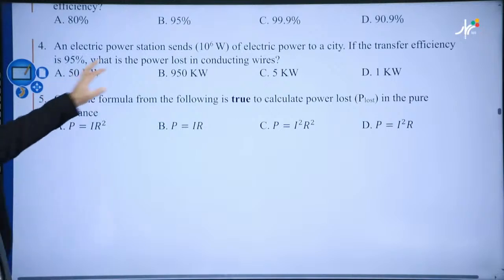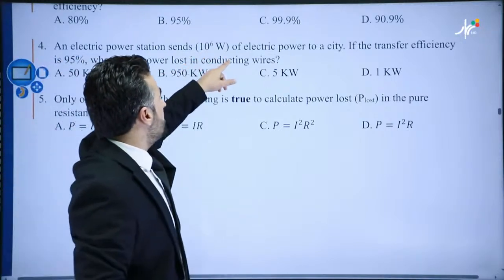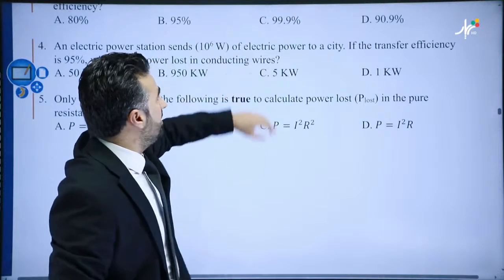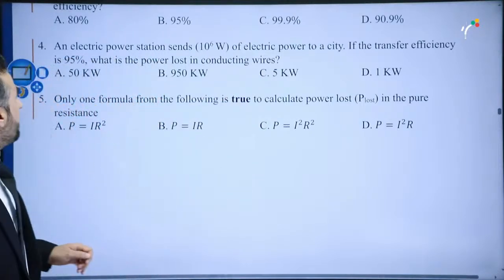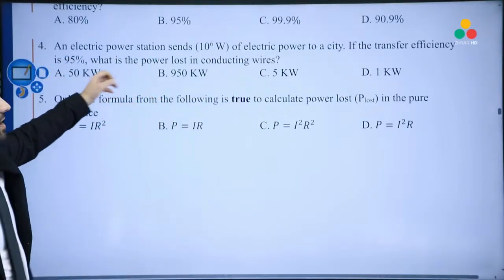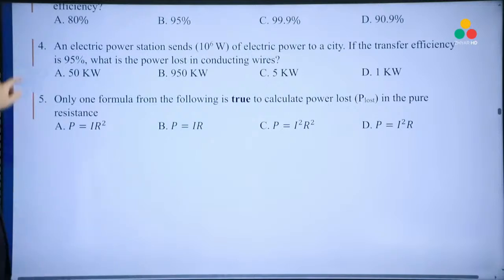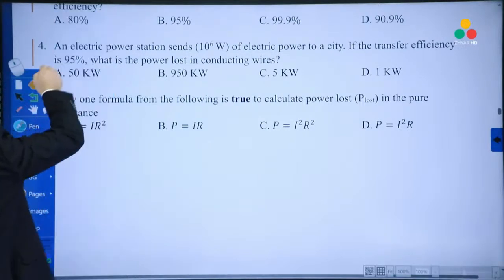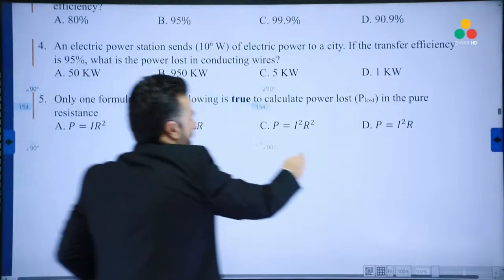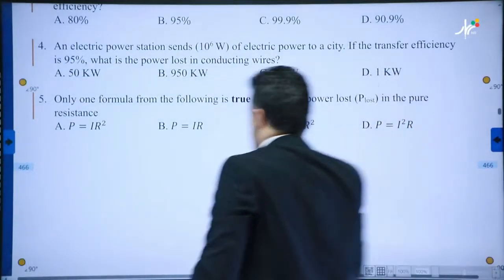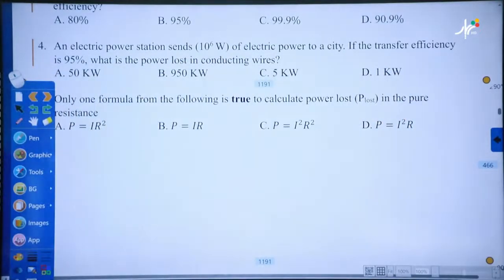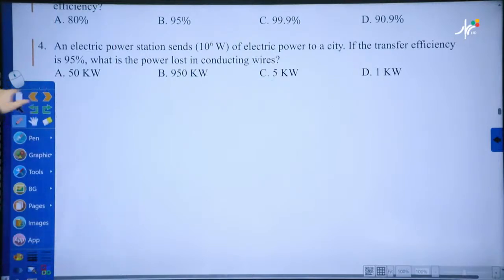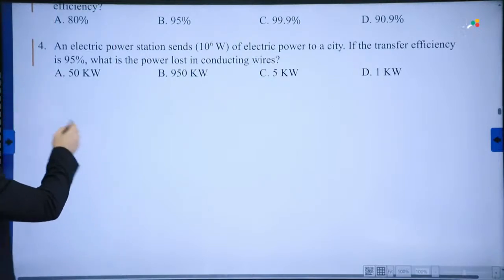It says an electrical power station sends 10 to the power 6 watts, that is, you can say 1 megawatt of electric power to a city. If the transfer efficiency is 90%, what is the power loss in the conducting wires? So there are two ways to do this. Let's do the common way first, and then after that, I'll show you another way, which is very easy. You can always do that as long as you understand the question well enough, and then you can use the same method.